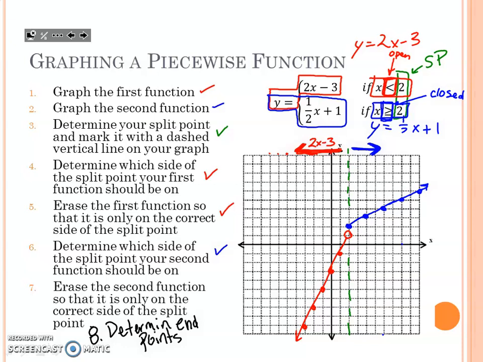Okay? If you want to try and make it look nicer, you could technically erase this green dashed line, but you don't have to. Okay? But that is a piecewise function that we have graphed. Okay? So, that took a little while to do.